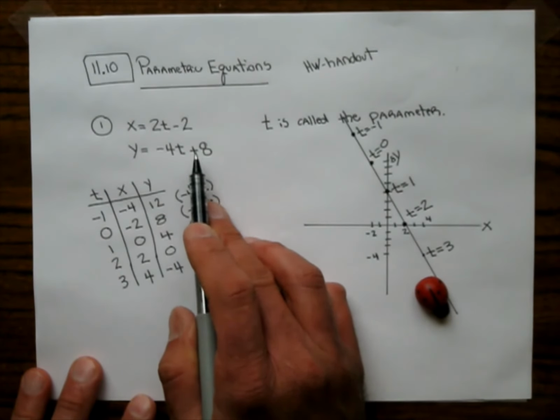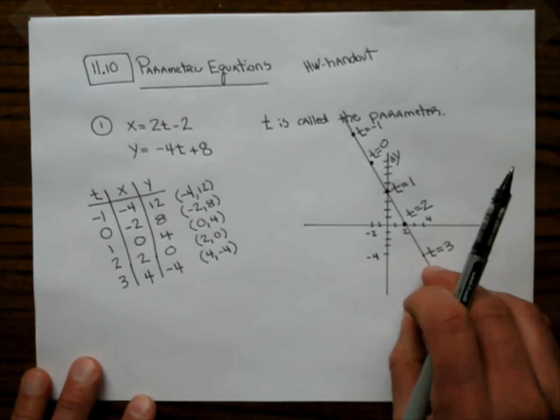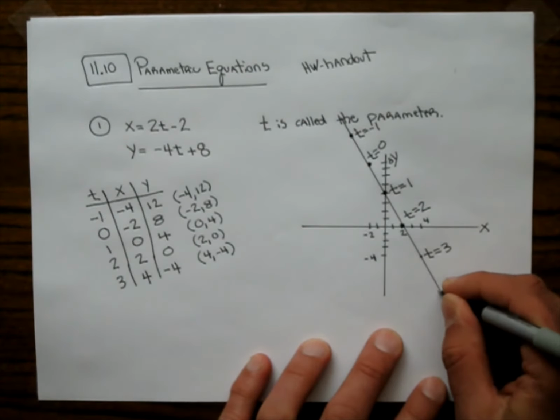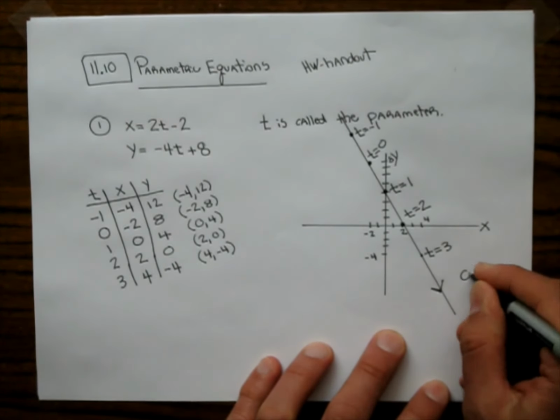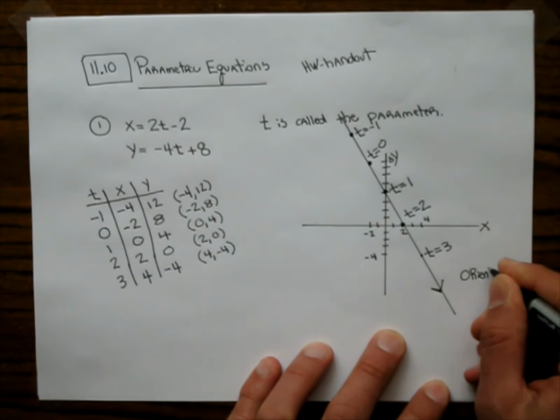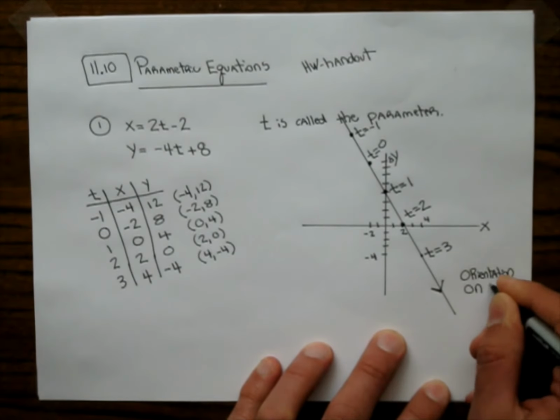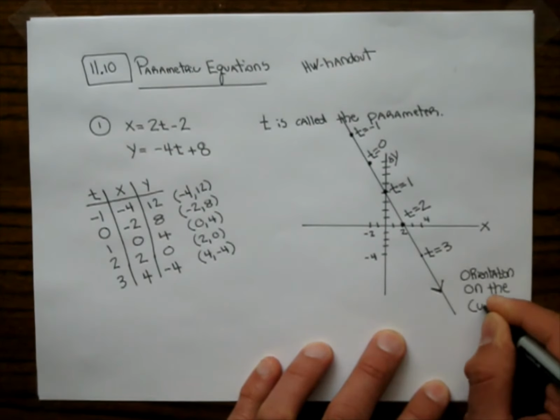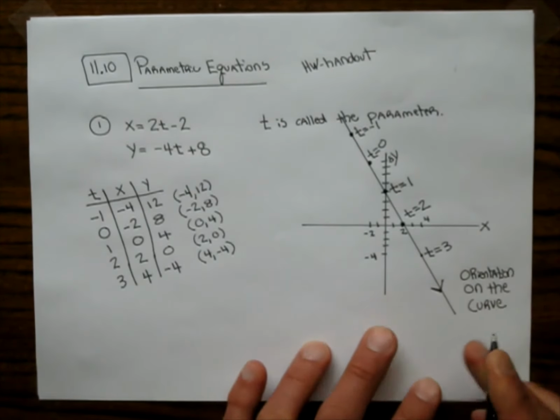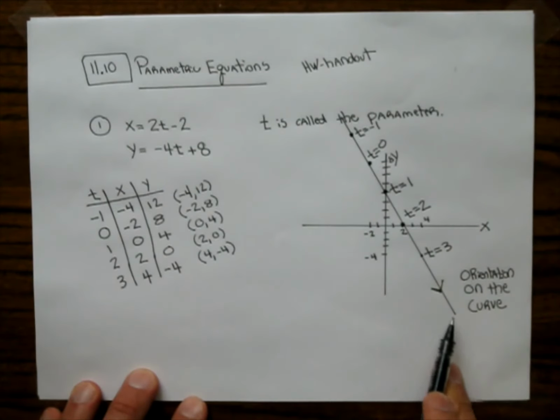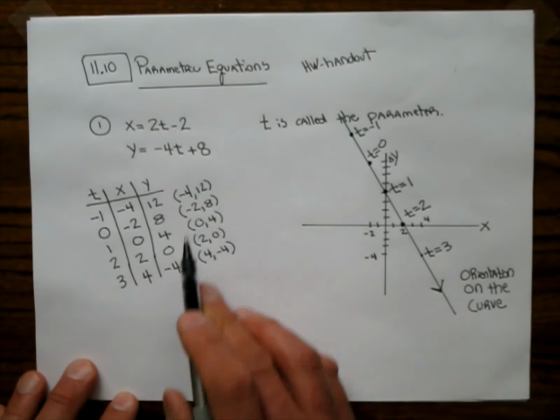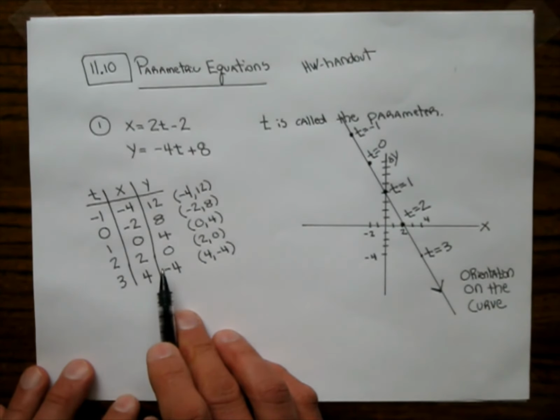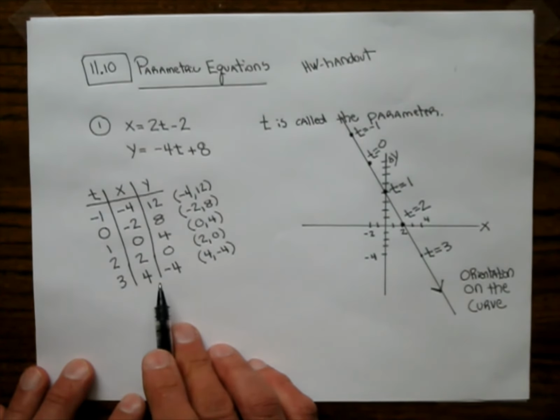this system has something called an orientation. So the orientation is which direction the bug is moving. So there is an orientation on the curve. And all it means is which way the bug is walking. So he's walking down. So think of these parametric equations as a bug crawling on a curve. This is used in calculus.